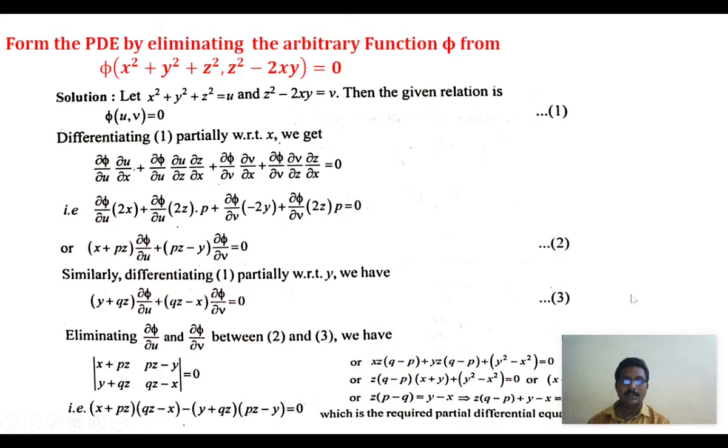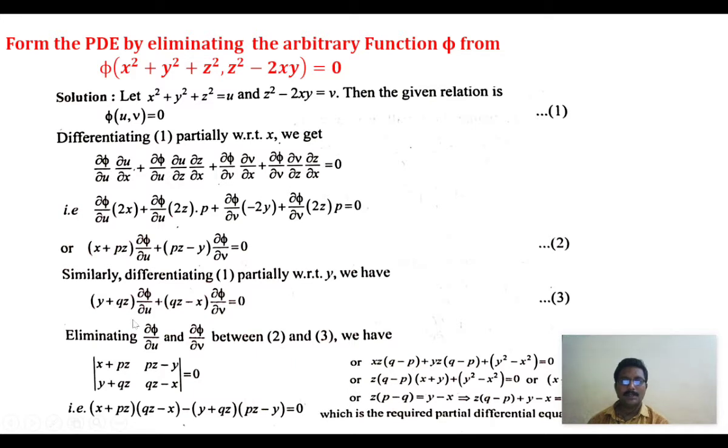On simplifying, we'll get equation 2. Similarly, differentiating partially with respect to y, we'll get one more equation, let it be equation 3. Now eliminating dou phi by dou u and dou phi by dou v from equation 2 and equation 3, we have to take the determinant whose coefficients x plus pz and pz minus y are the coefficients of dou phi by dou u and dou phi by dou v.